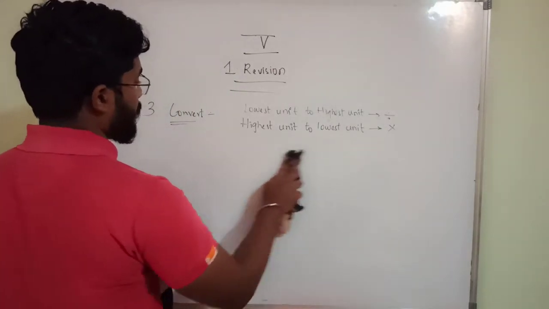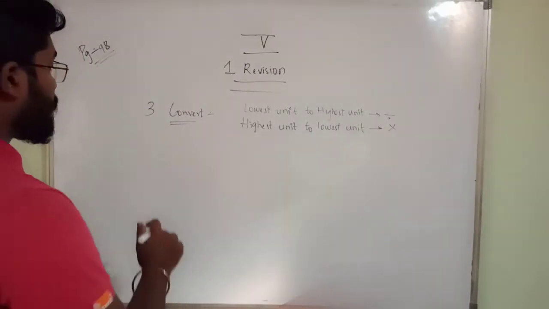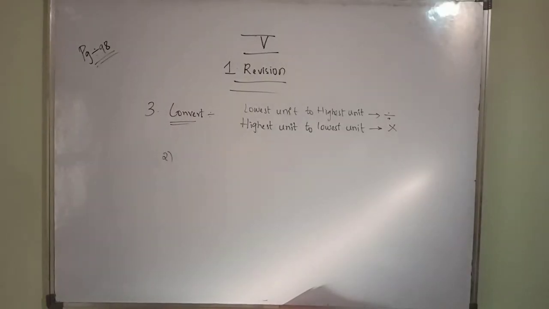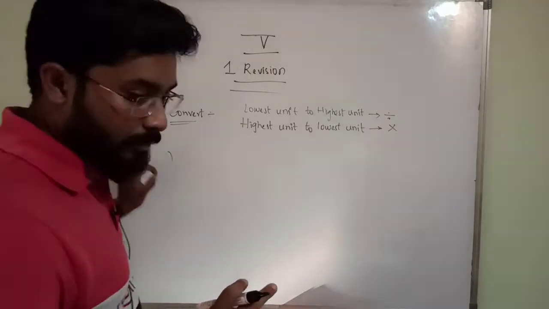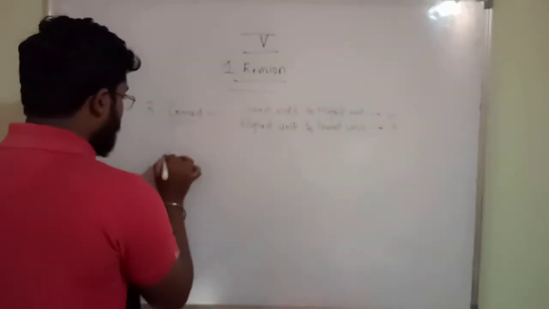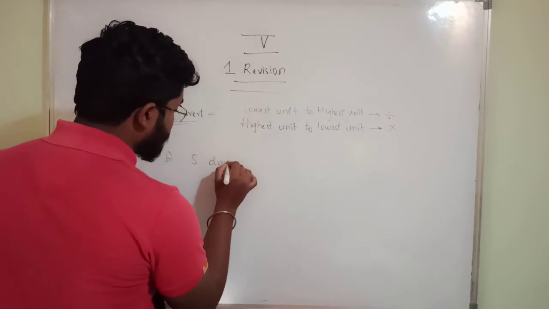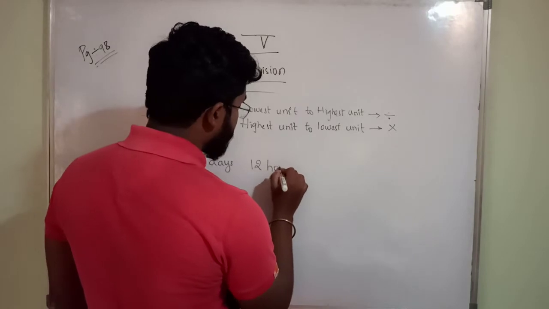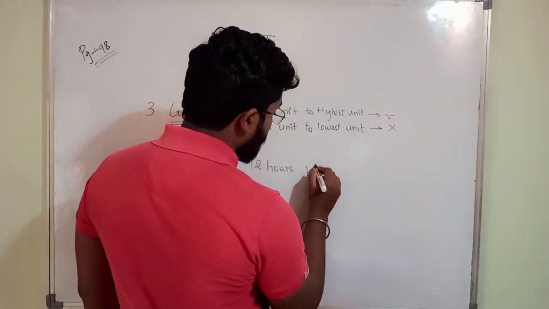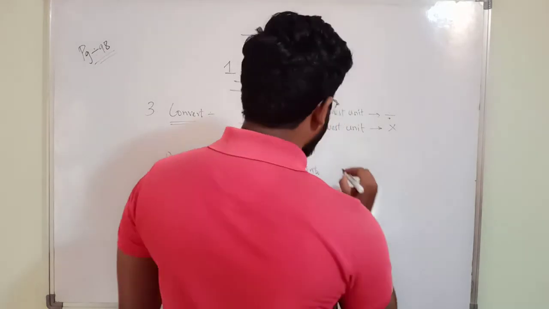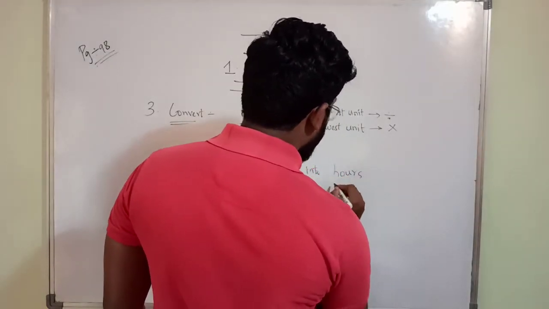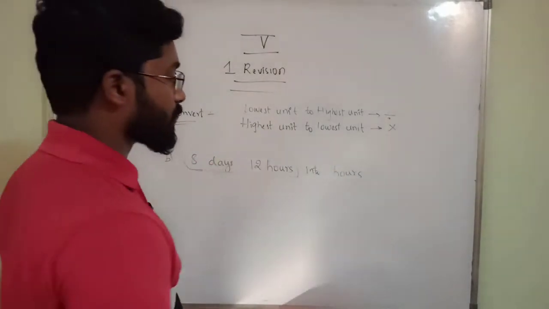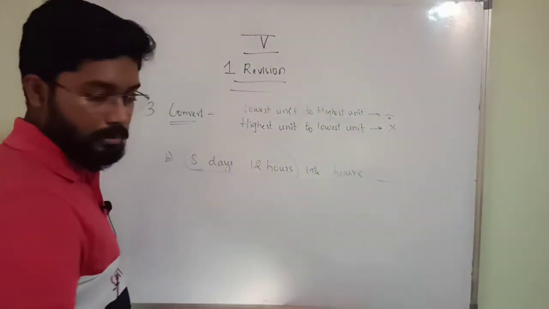Next one, the second one. What is the second one? Second one means B. 8 days 12 hours, you have to convert into hours. This 8 days 12 hours, you have to convert totally into hours. Let's see how much it is.